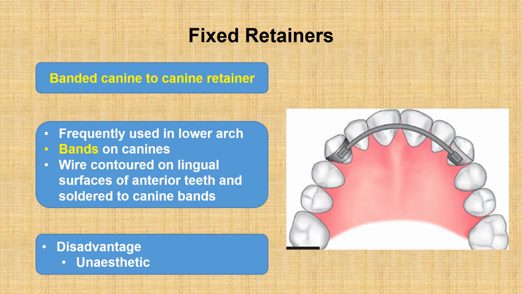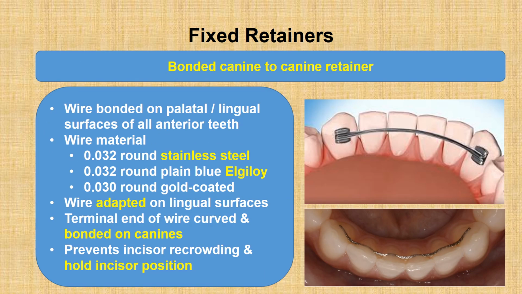The earlier one is banded, now this is bonded. Now a wire is bonded on the palatal and lingual surfaces of all the anterior teeth. The wire material used can be a 0.032 round stainless steel wire, or 0.032 round plain blue Elgiloy alloy. Now the alloy is an alloy of nickel chromium, and 0.030 round gold plated wire.